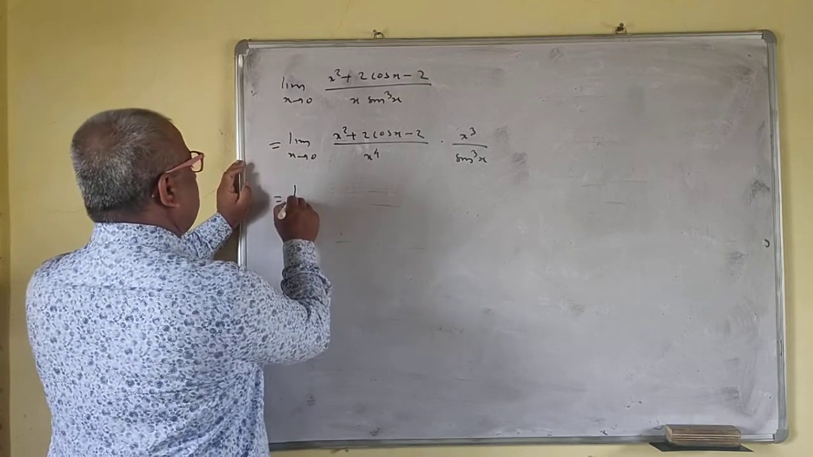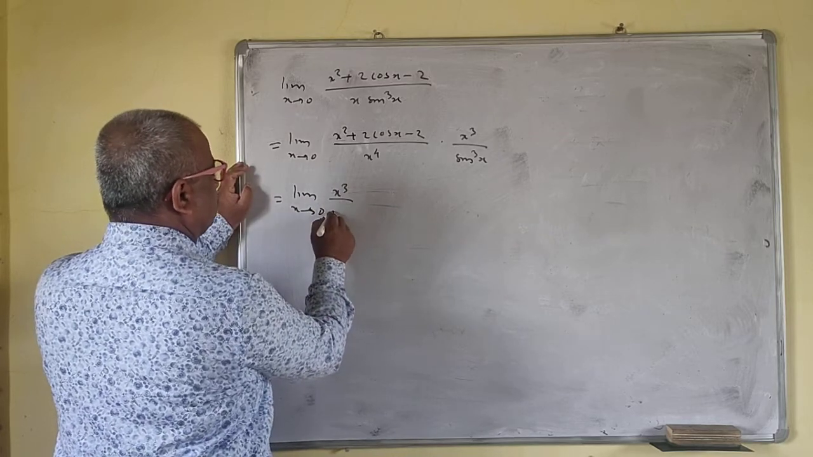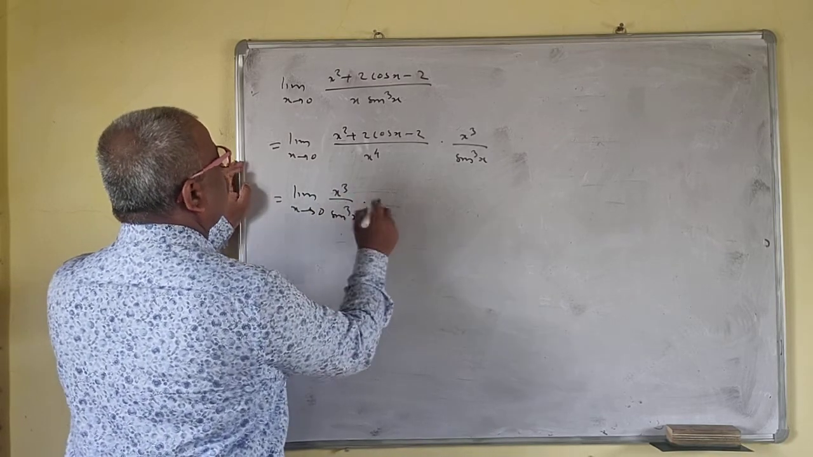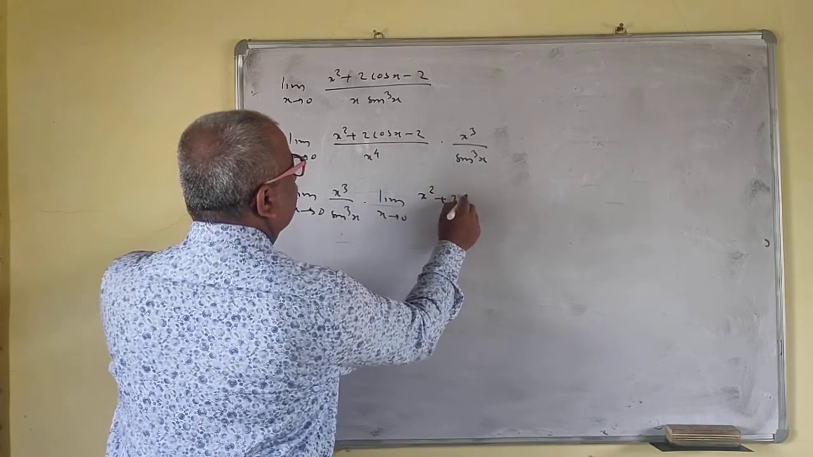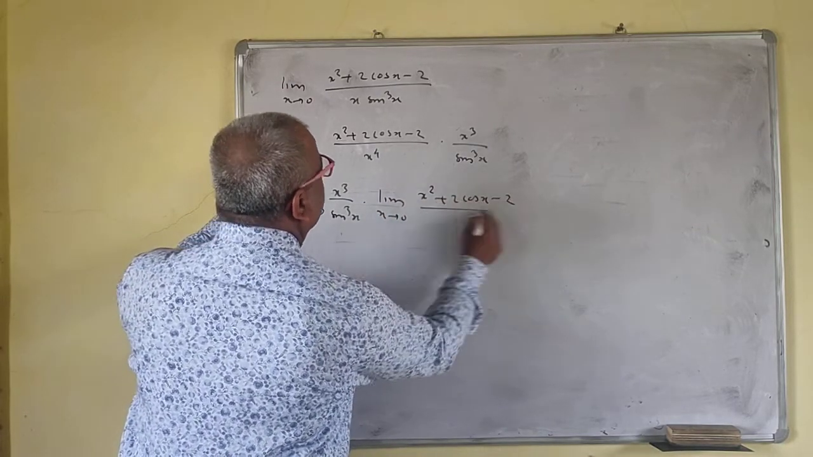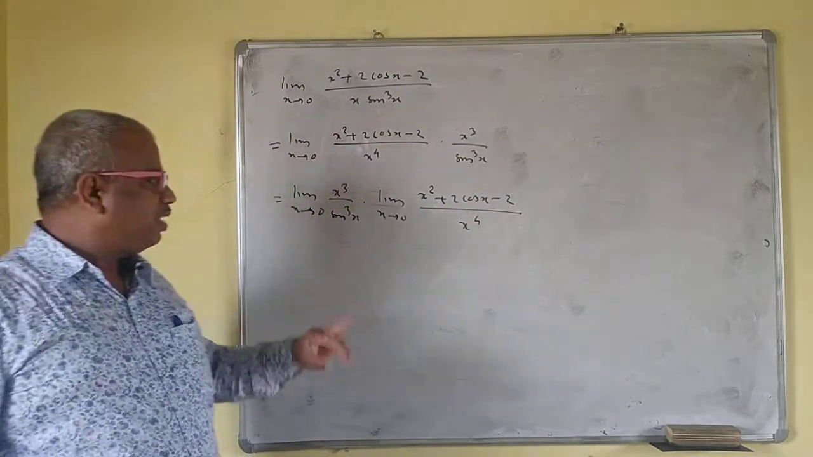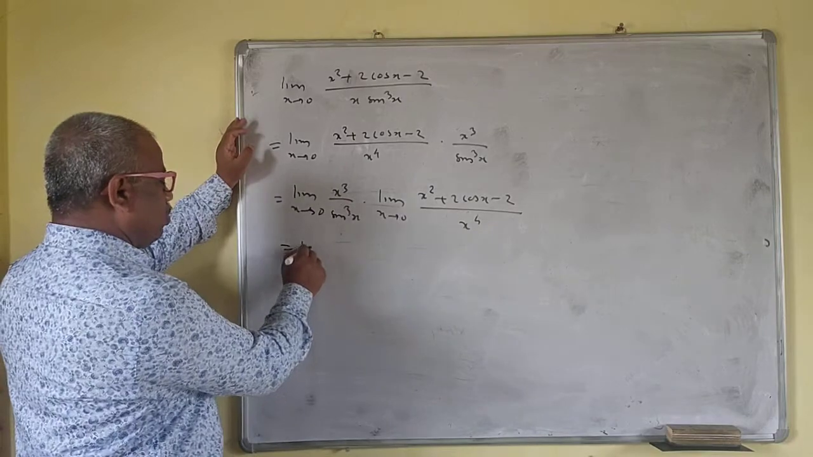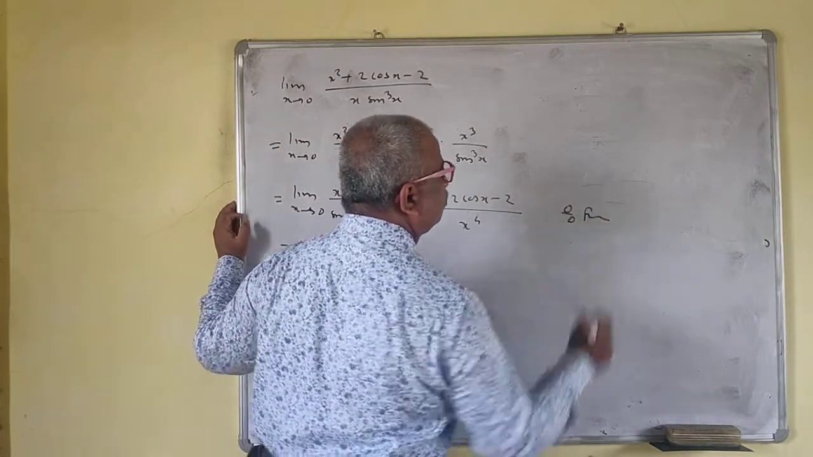Limit x tends to 0. I will write this first: limit x tends to 0 of x cube upon sine cube x, into limit x tends to 0 of x square plus 2 cos x minus 2 upon x to the power 4. So easily you can differentiate this one. So now this is 1, and this is 0 by 0 form.